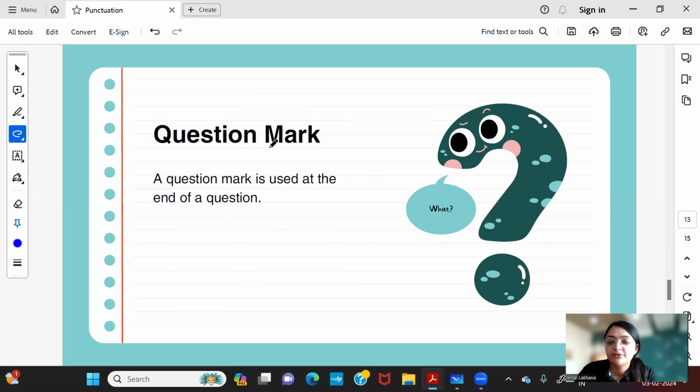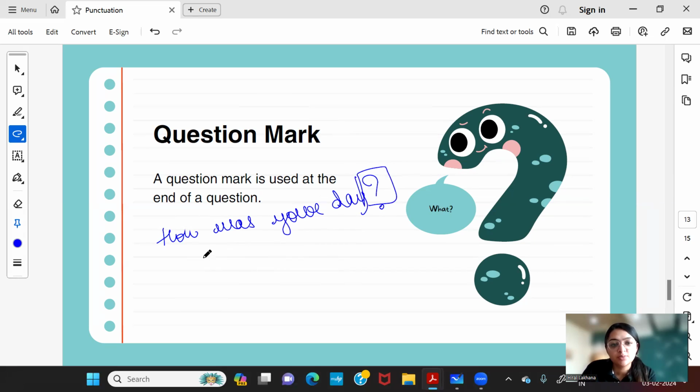The next one, again a very commonly used punctuation, is the question mark. The question mark is used at the end of a sentence or at the end of a question. So if we are saying, how was your day? How was your day is a question, and this sentence ends only with the use of a question mark. This question mark indicates that this particular sentence is in the form of a question.